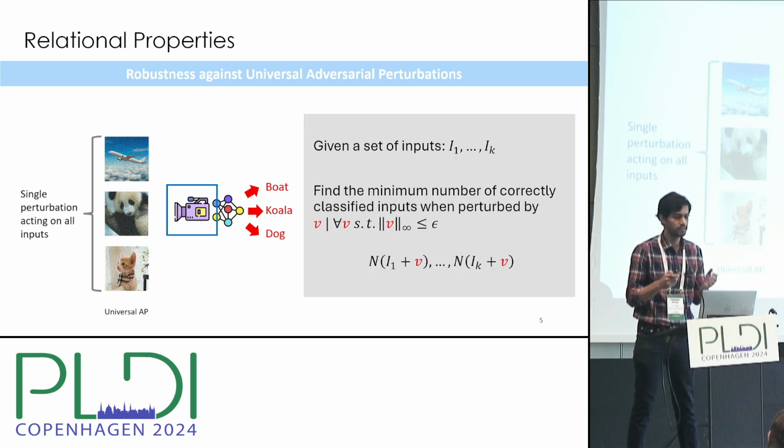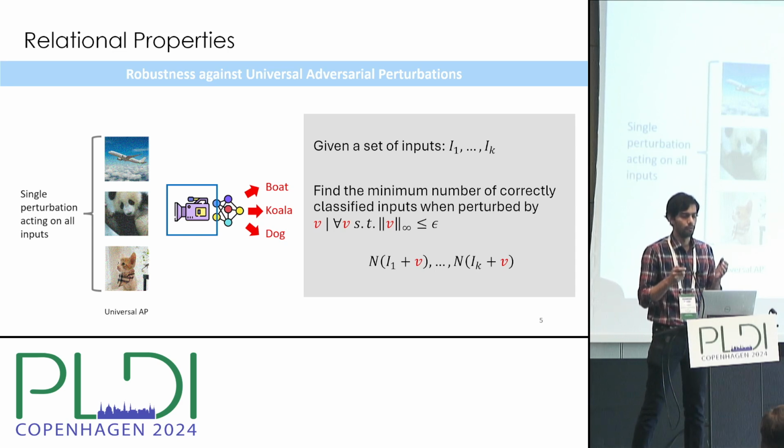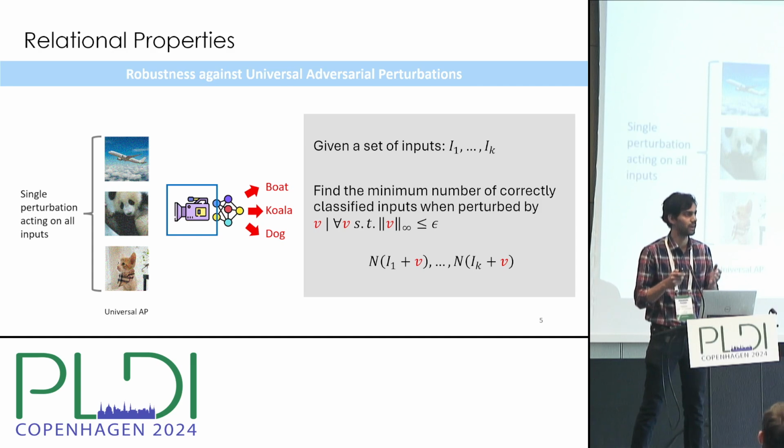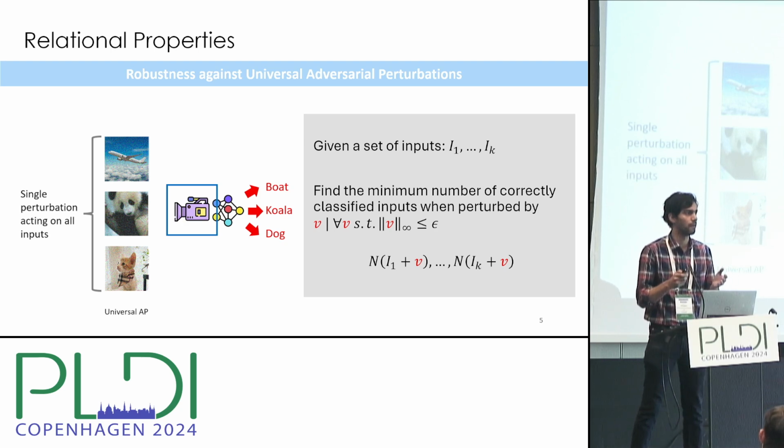Now, in this case, what we want to verify is, given a set of inputs I1 to Ik, we want to compute the minimum number of inputs that will remain correctly classified for all adversarial perturbations V within the threshold. Given we are applying the same adversarial perturbation to all the inputs, the perturbed inputs are actually related to one another.